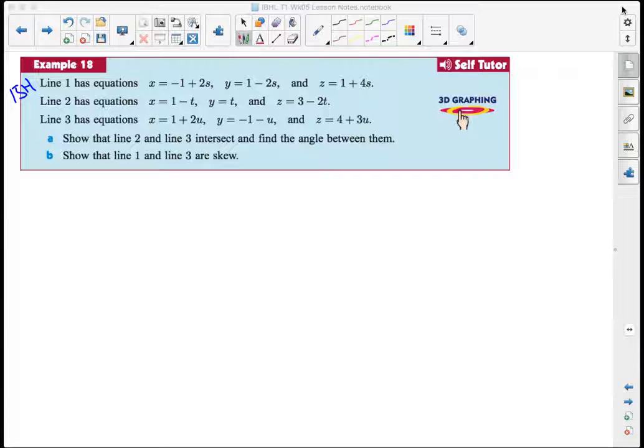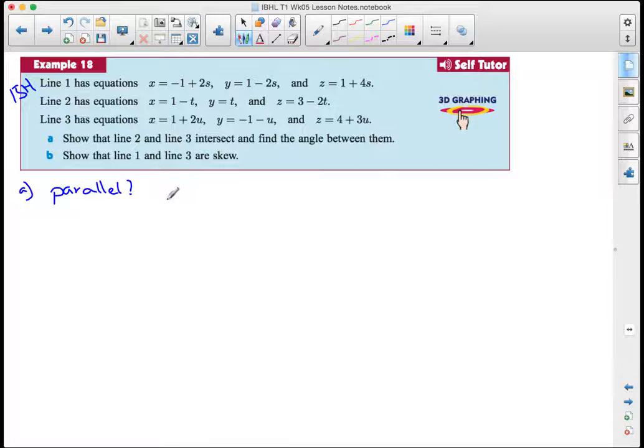So 15H, example 18, and we'll look at part A first. We are to show that lines 2 and 3 intersect, and we need to find the angle between them. Well, let's just investigate, and let's first investigate whether these lines are parallel or not. We can do that with the direction vectors.